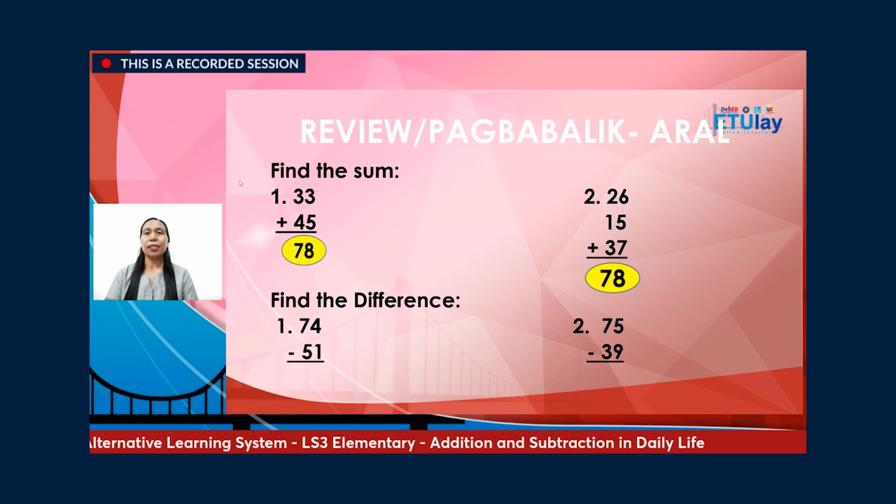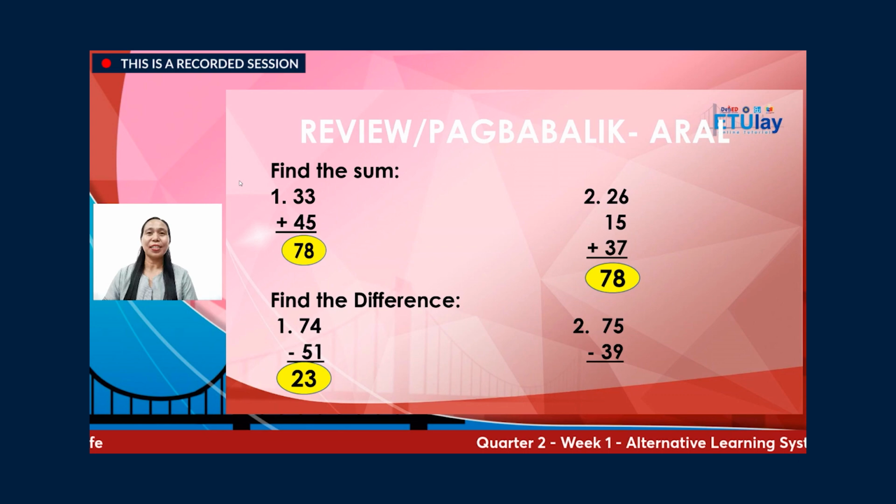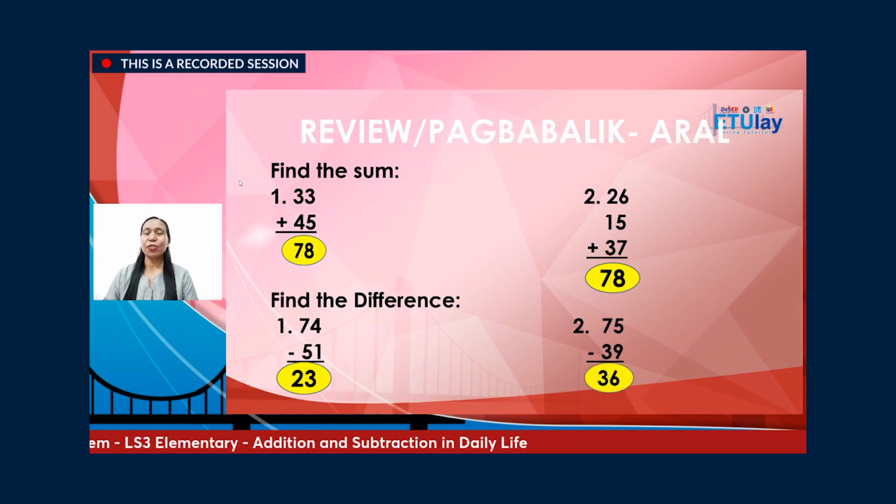Number 1, 74 minus 51. Excellent, learners. The answer is 23. Let's move on to number 2, 75 minus 39. Good job. You get the correct answer of 36.